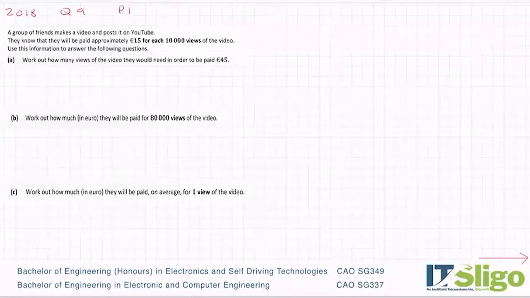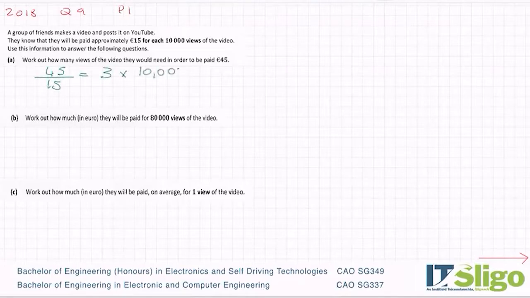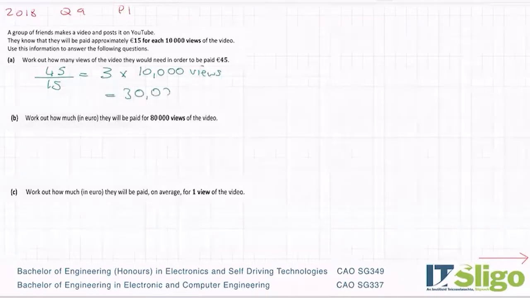A, work out how many views of the video they would need in order to be paid €45. Okay, so they get 15 for every 10,000. How many views for 45? So I would take 45 and I would divide it by 15 and I get 3. Okay, so they need 3 blocks of 10,000 views to earn the €45. So that's 30,000 views.